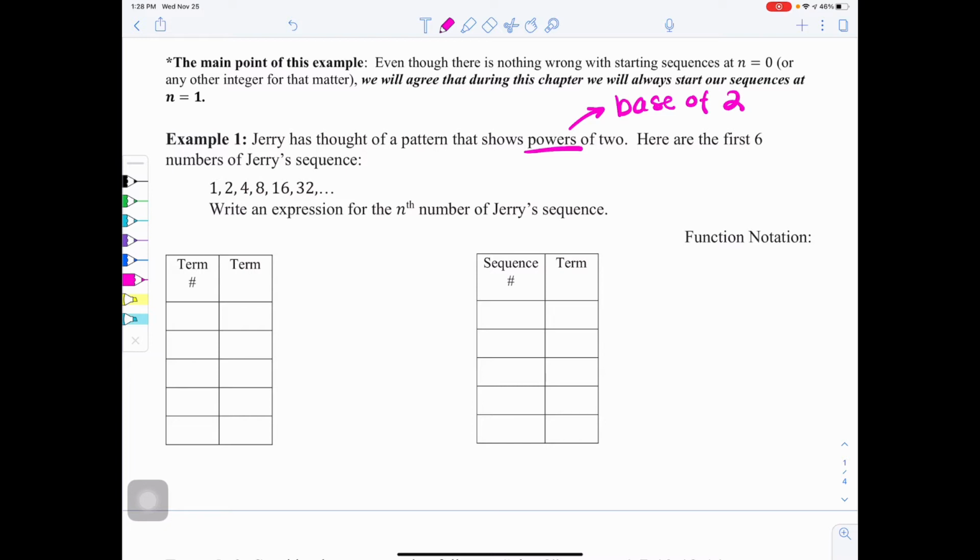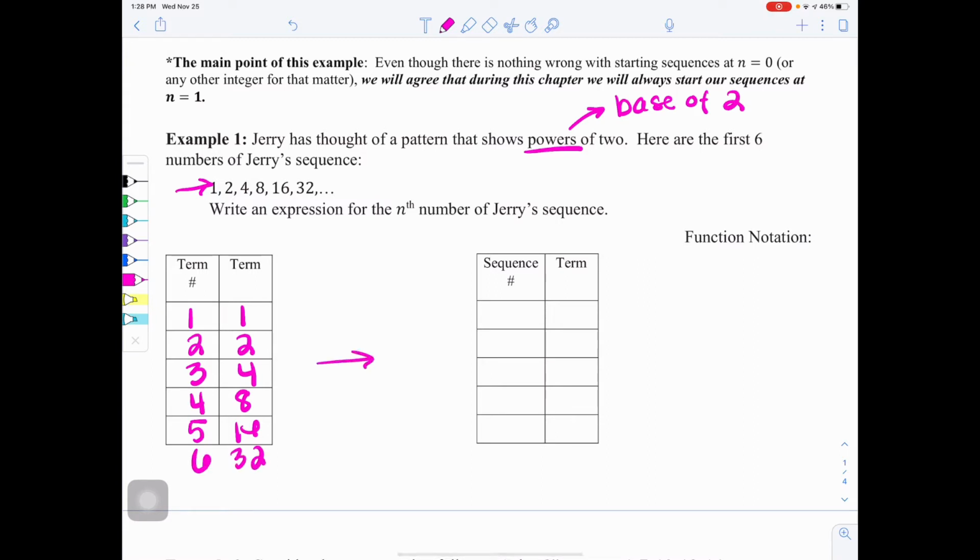So for the term number, the first term that we had was a 1. Our second term was a 2. Third term was a 4, and I'm just looking at the list that's located up here. The fourth term was an 8. The fifth term was a 16. And underneath that, you can say that the 6th term was a 32.